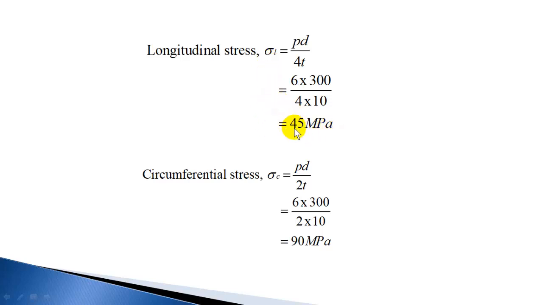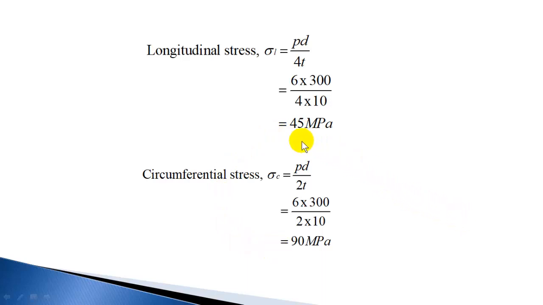Immediately you know that the circumferential stress is double of that, 90 megapascal, or you can use PD/2t, pressure into diameter divided by 2 into thickness. You'll get 90 megapascal. So if you calculate one of these values for a thin cylinder, you can find out the other stresses. Circumferential stress is 90 megapascal. Longitudinal stress is going to be half of that. Or if you find out longitudinal stress, circumferential stress is going to be double of that.